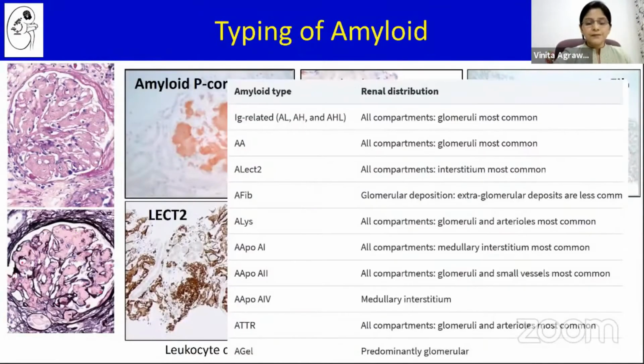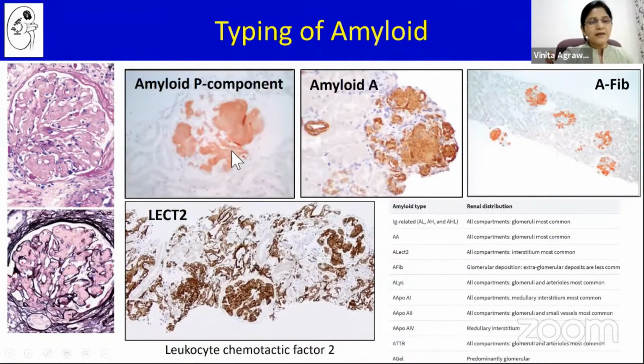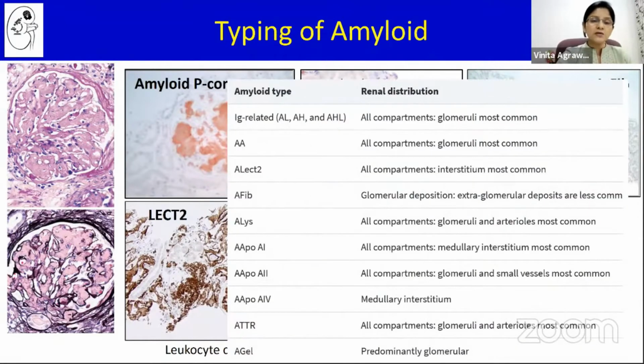For example, once we have made a diagnosis of amyloid, with P component, you have a battery of amyloid associated markers which are now available, that is the immunohistochemical markers, and you need to make a subtyping of amyloid because the treatment and the response to treatment all depends upon the type of amyloid.